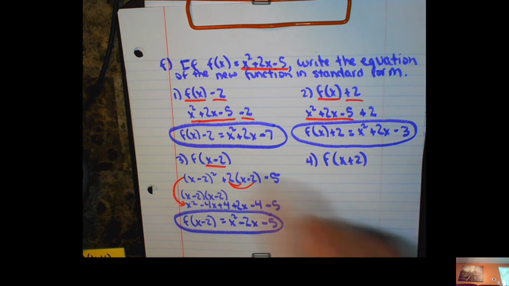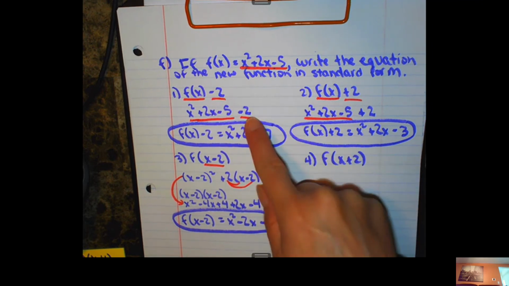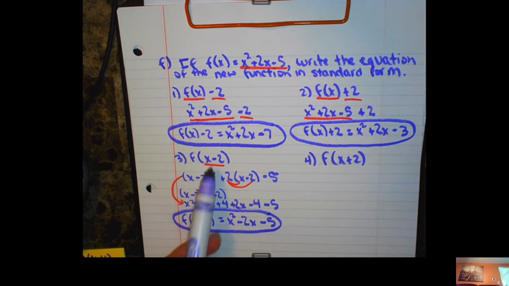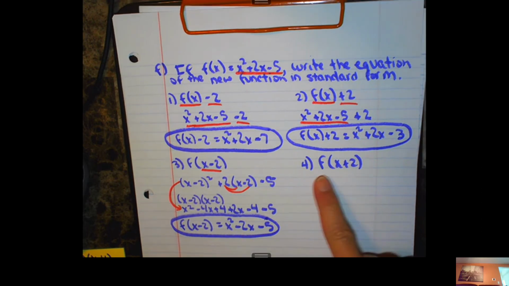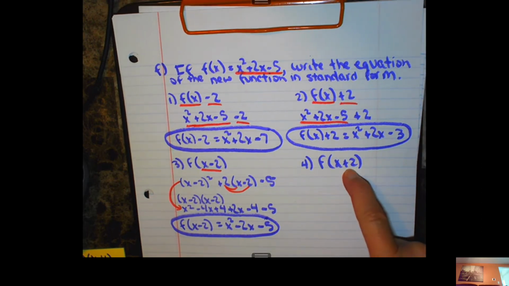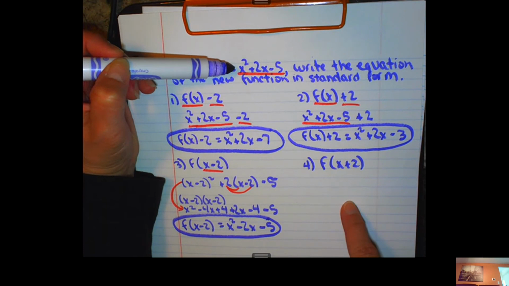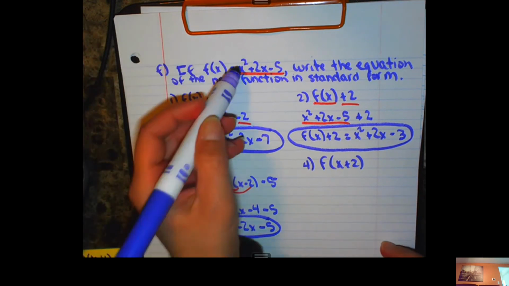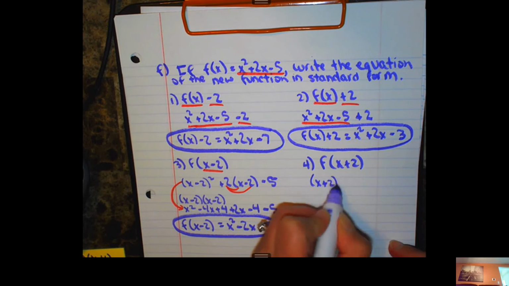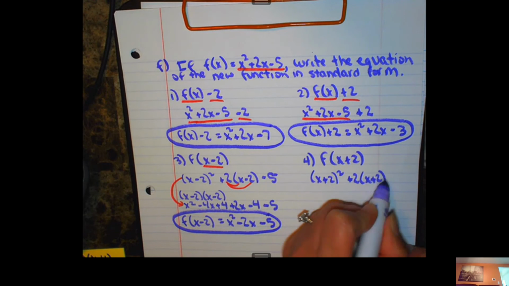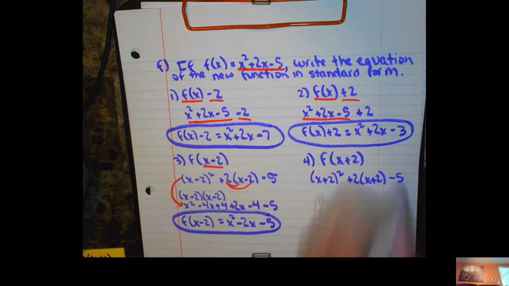So again, if it's on the outside, it's really nice. You just bring that number at the end and simplify. So minus 2, we're at the end, plus 2, we're at the end. If it's in the inside, we are changing the x to all of that. So for number 4, we see f of x plus 2. This means we're shifting 2 units to the left, but we want to know the equation. So we are going to take this original equation and we are going to change every x to x plus 2. So instead of x squared, it's x plus 2 squared. Instead of plus 2 times x, it's plus 2 times x plus 2. And then I still bring down the minus 5.